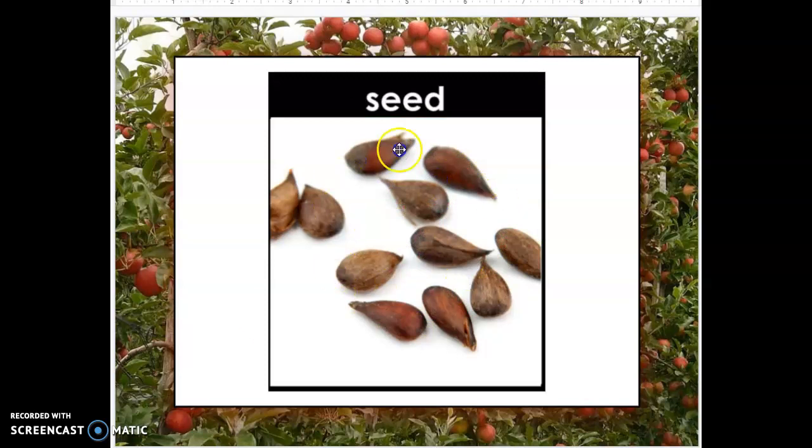The next picture are seeds. And seeds are what's inside of an apple. That's where our life cycle begins. The seeds are located inside seed pods, which are protected in the core of the apple.